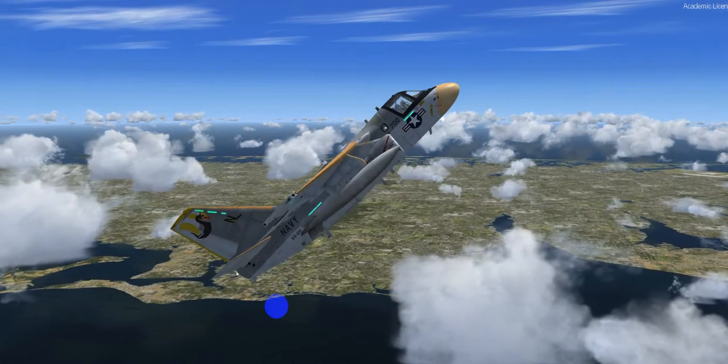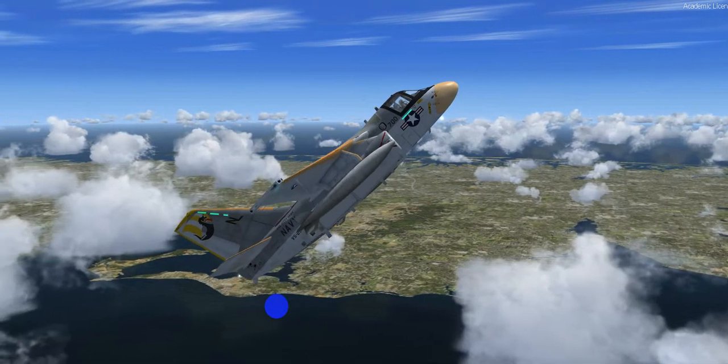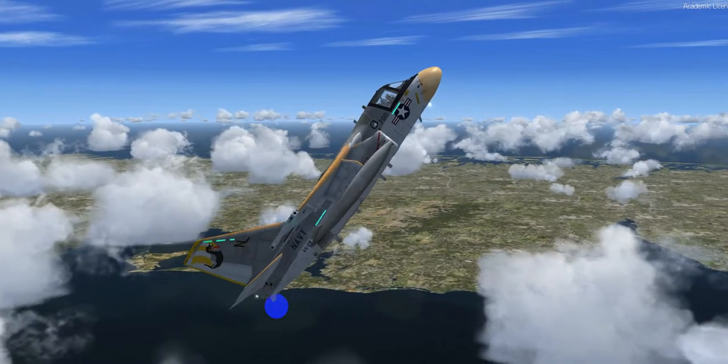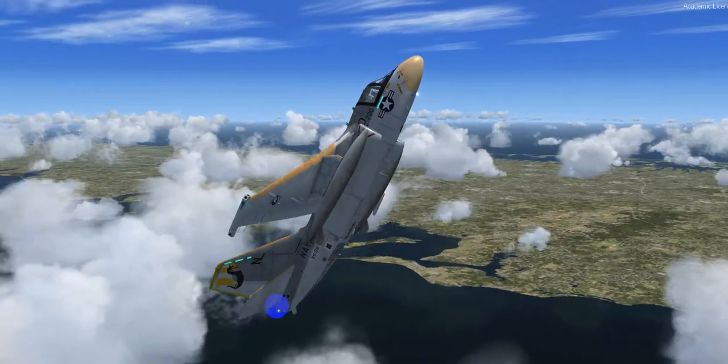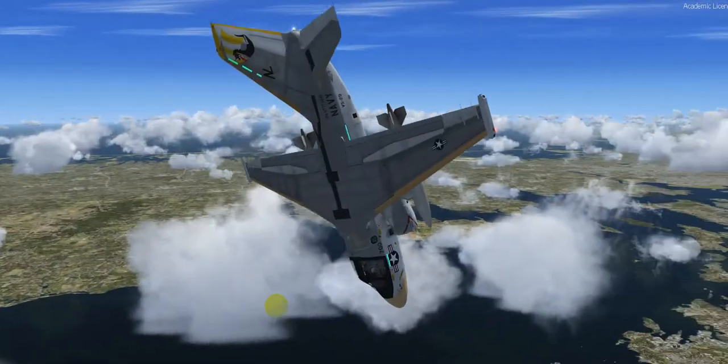I have full nose up. And this pig will not break. Come on, break, break, break. I've got my full control pressure back. Okay. So, there we go.